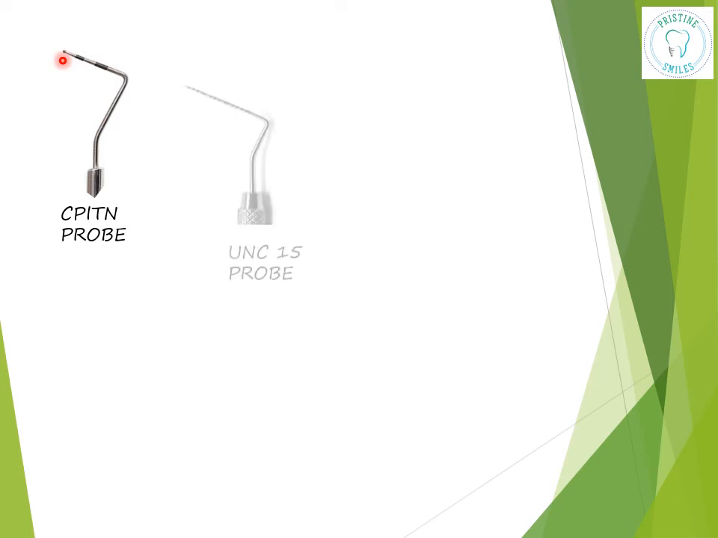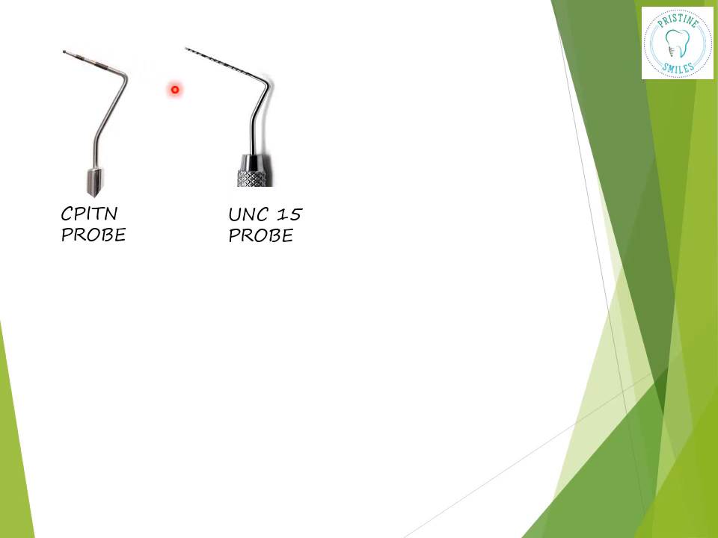Then we have the UNC 15 probe. It has markings from 1 to 15 with color coding at 5, 10 and 15. Nabers probe. It is curved and it is used in detection of the horizontal component of the furcation involvement in multi-rooted teeth. It is double-ended, it has a curved working end and a blunt tip.